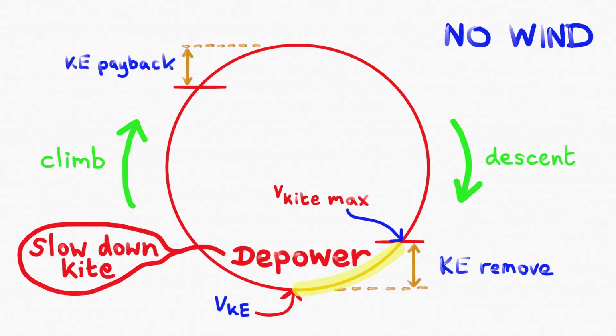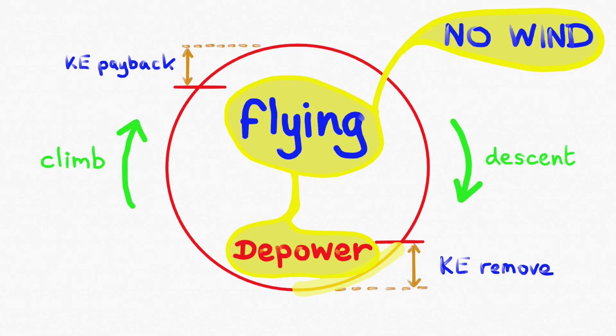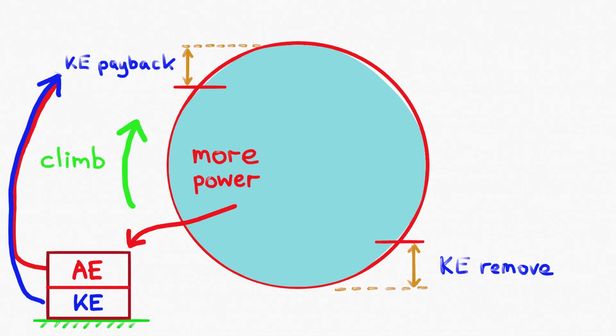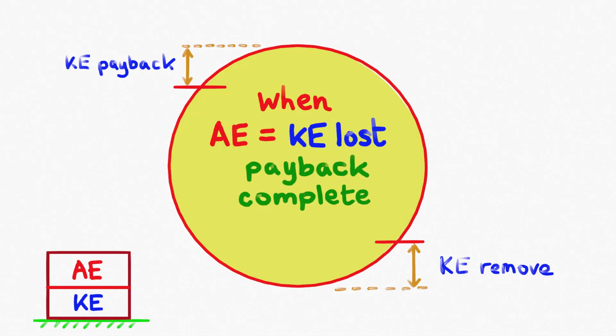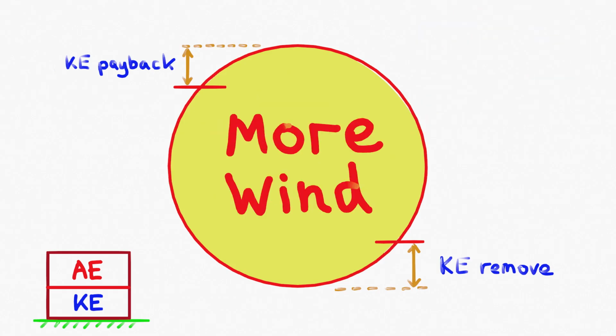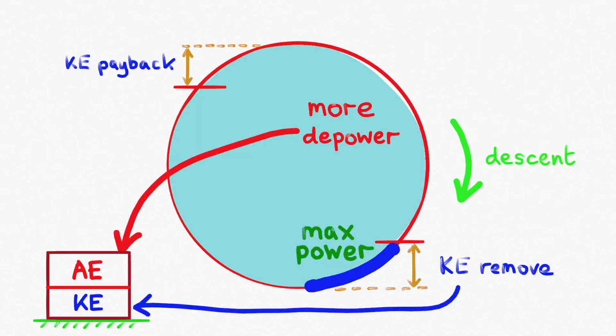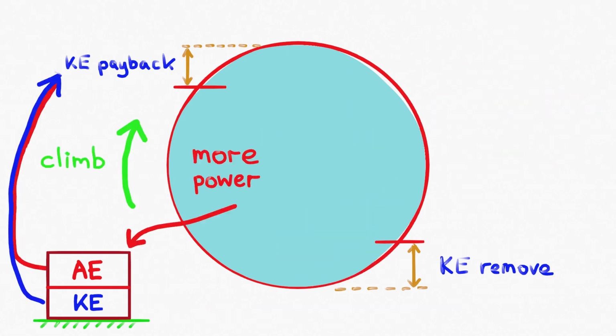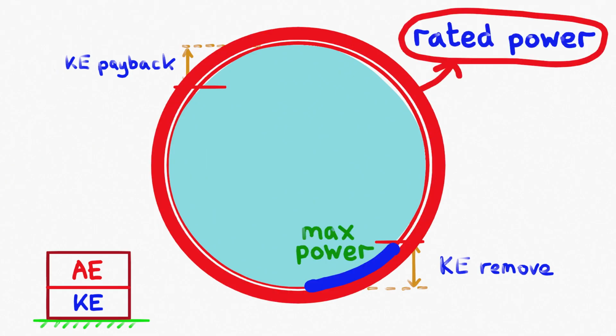In no wind, the kite descent is already in D power at the maximum tether tension. As the wind speed increases, the aerodynamic energy increases until it matches the kinetic energy lost and cut-in occurs. More wind increases the aerodynamic energy and power output until reaching the maximum power output on the descent and rated cycle power.